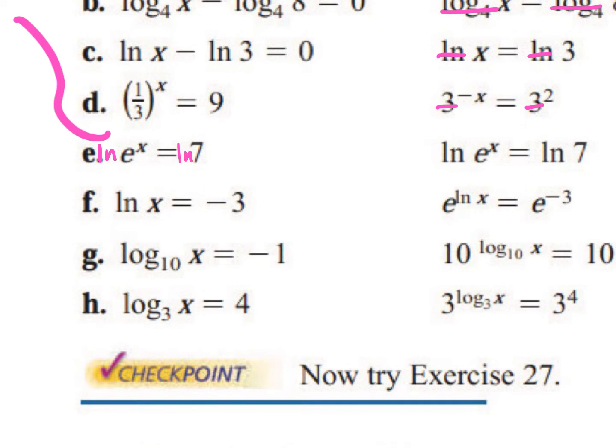Because what we do on one side of the equation, we have to do to the other. And what's ln of e? 1. So this would cancel, and the x being our exponent just moves to the front. So it would be like x times 1, which is just x. So x is equal to ln of 7. And then we would have to use our calculator to find out what ln of 7 is. 1.95.